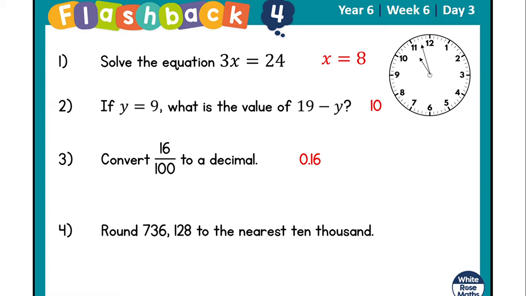And finally, question 4. Round 736,128 to the nearest 10,000. Okay, well, when we round to the nearest 10,000, we look at the 10,000 column and then we look at the partner to the right to tell us whether we're going to round up or round down. Now, if that partner to the right is 5 or greater, then we're going to round up. And in this case, it's a 6, so we're going to round up. So it's going to be 740,000. Okay, well done if you got those right.